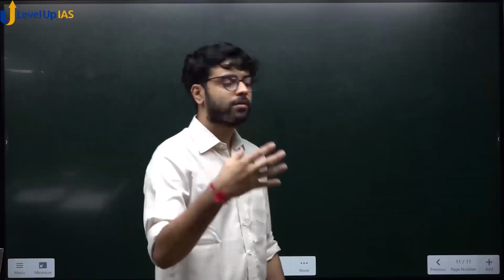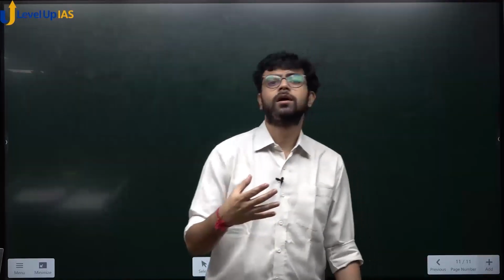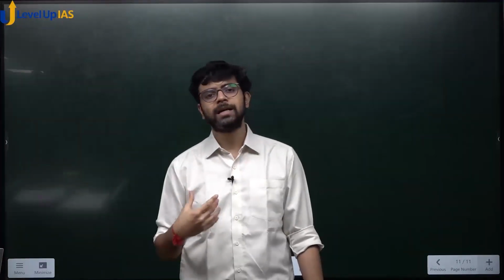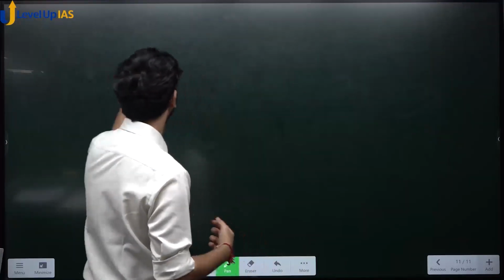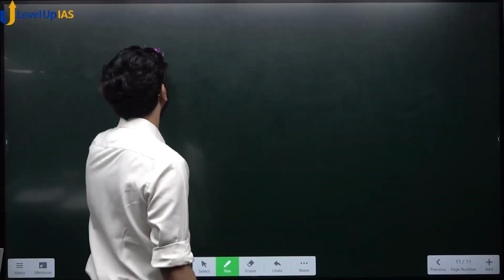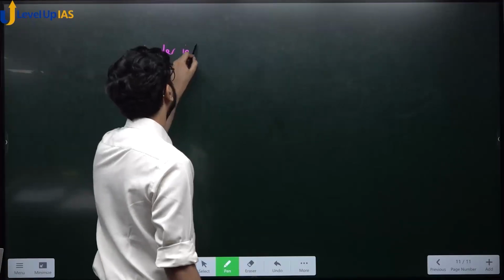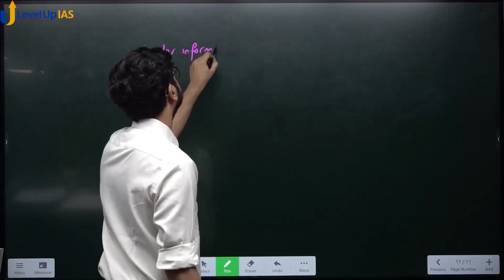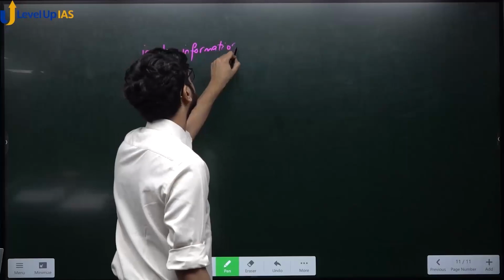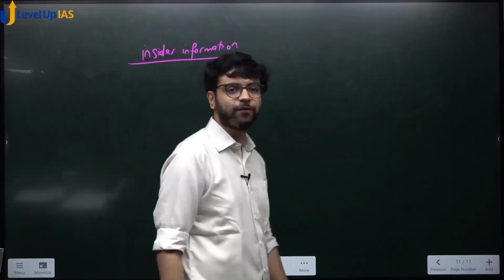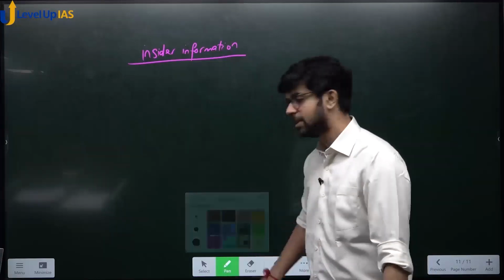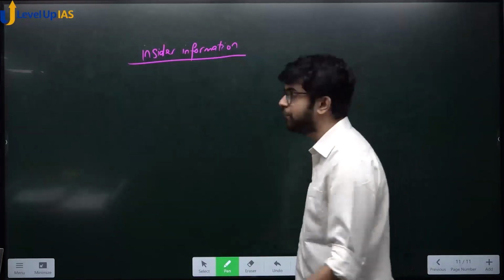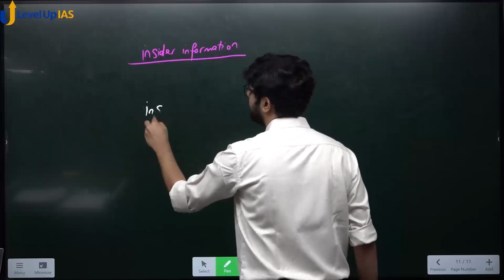So what am I dealing on? I am dealing on some private information. So this information is called insider information. I am an insider, no? This is known as insider information. And trading on the basis of insider information is called insider trading.